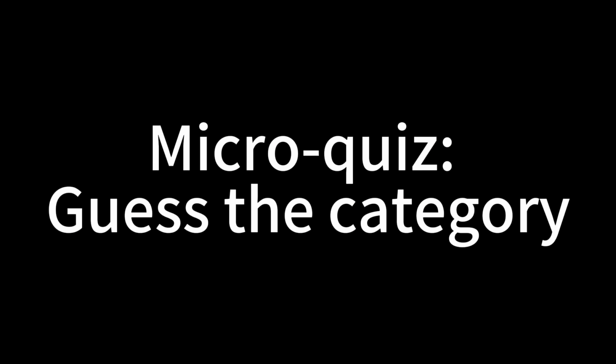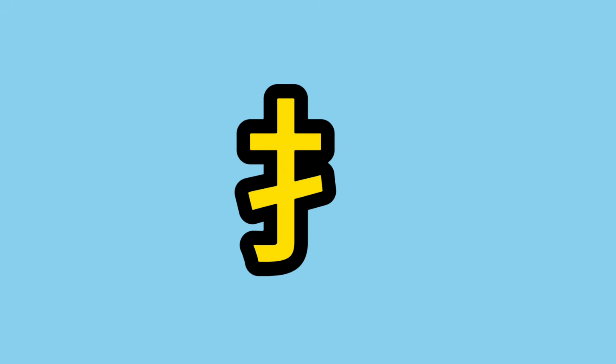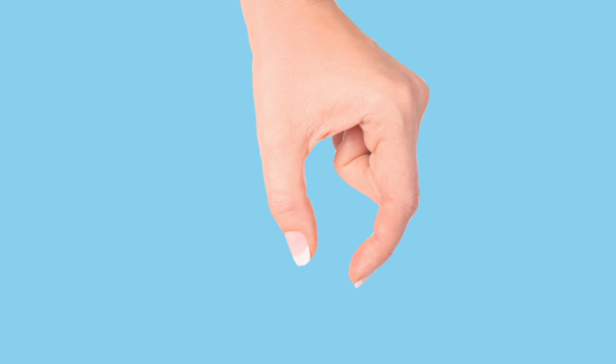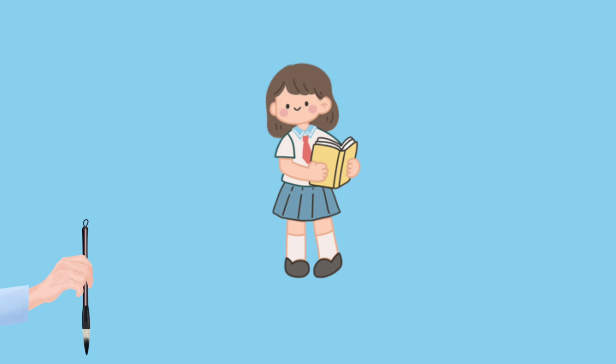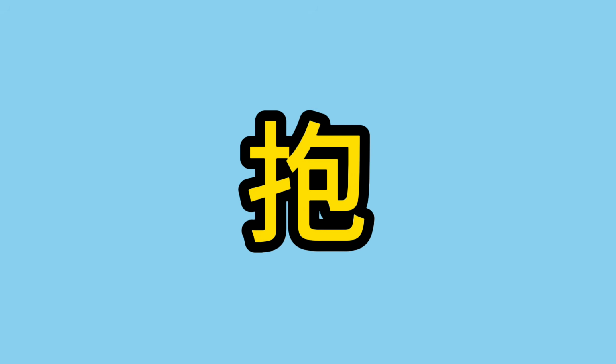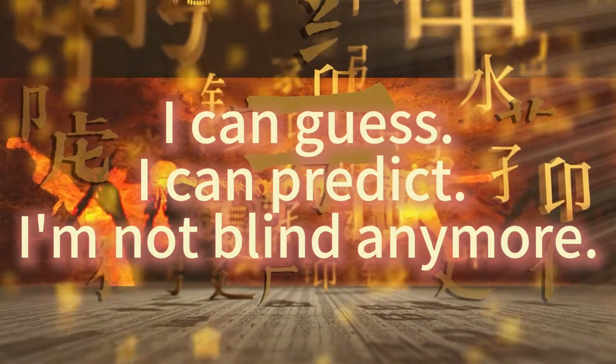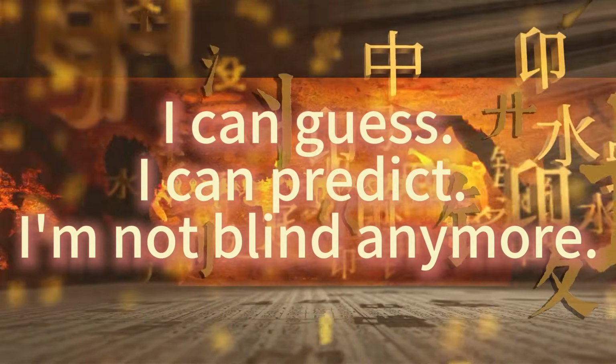And then guess the category. If you see a character with 提手旁, what kind of meaning do you expect? Exactly. Some kind of action with the hand. Now try this one. 抱. Before you even learn it, you can guess it's probably a physical action involving the arms or hands. And yes, 抱 is to hold and to hug. That's the feeling I want you to get addicted to. I can guess, I can predict, I'm not blind anymore.